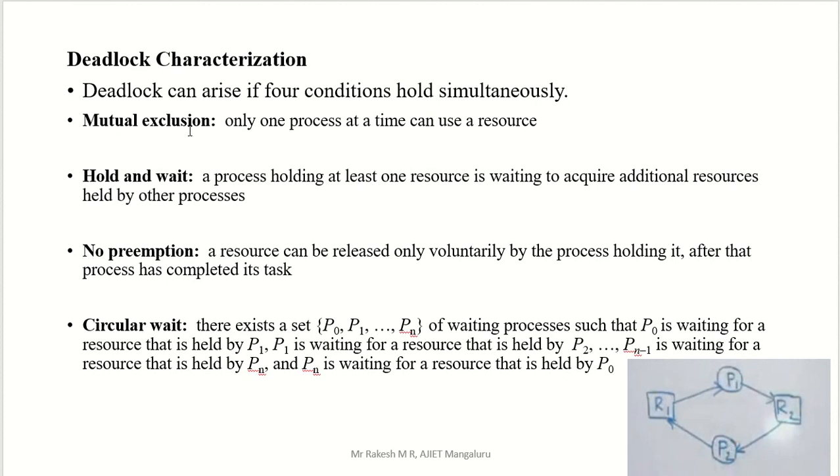So mutual exclusion, deadlock is there. If you are going for mutual exclusion, hold and wait, no preemption, circular wait, a deadlock can arise if these 4 conditions hold simultaneously. At that time, you are getting deadlock in that system.